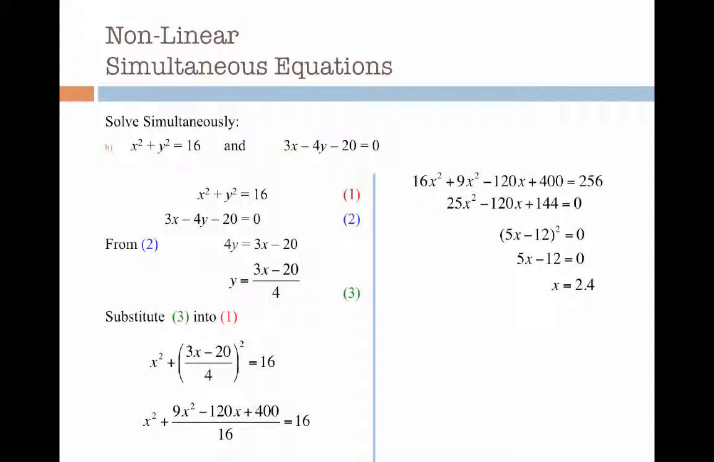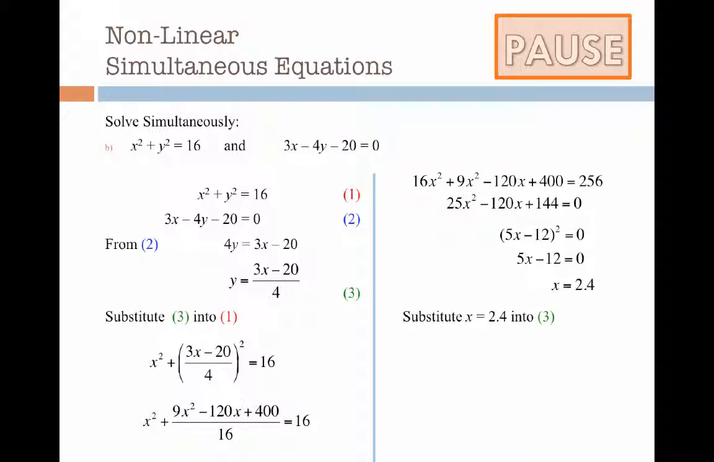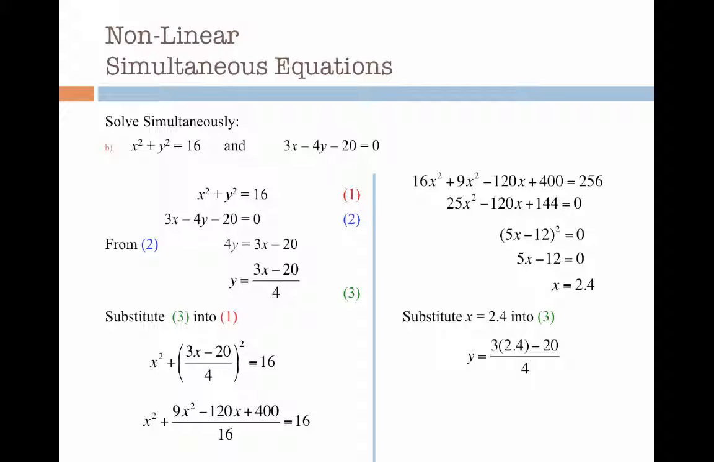So what I want to do now is substitute that one value of x, which is 2.4, into my third equation. Again, I could substitute it into any of the three, but this is just going to be the easiest way. I'd like you now to try and pause the video and substitute x equals 2.4 into the equation. Alright, if you did it correctly, then you would have gotten y equals (3 lots of 2.4 minus 20) over 4, which gives you a value of y equals negative 3.2.